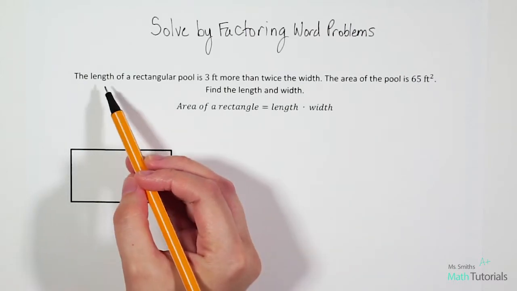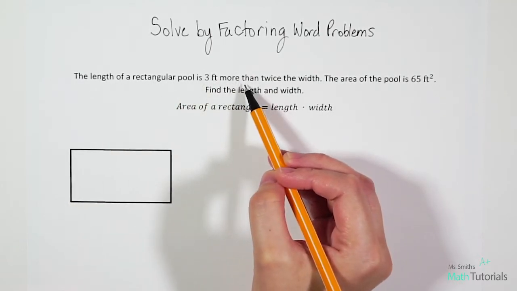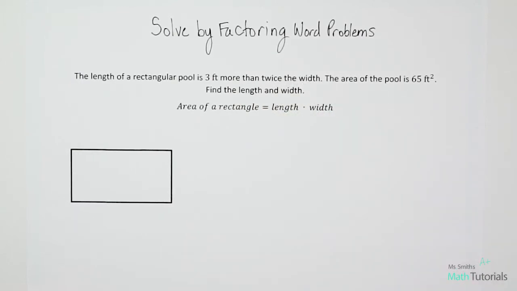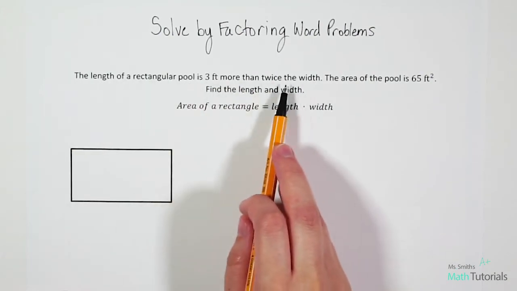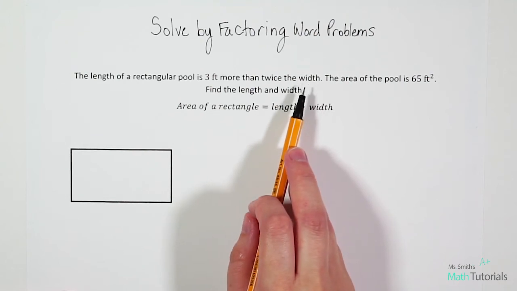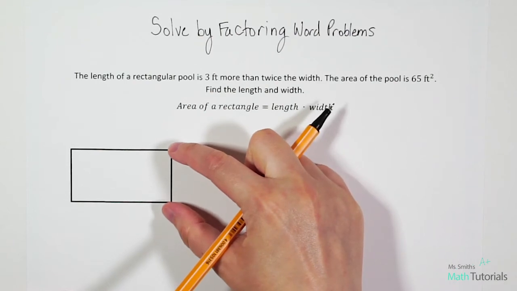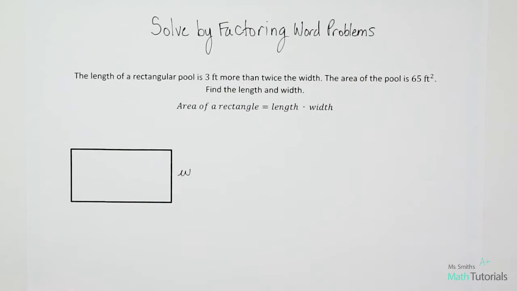So when we read this first sentence, it says the length of a rectangular pool is 3 feet more than twice the width. Whenever we have problems like this, we want to think about what is the side that we know nothing about? Is it the length or the width? They tell us a lot about the length. They say the length is 3 feet more than twice the width, but they don't tell us anything about the width. So when that happens, we label the width, which would be this side, the smaller side, W for width.